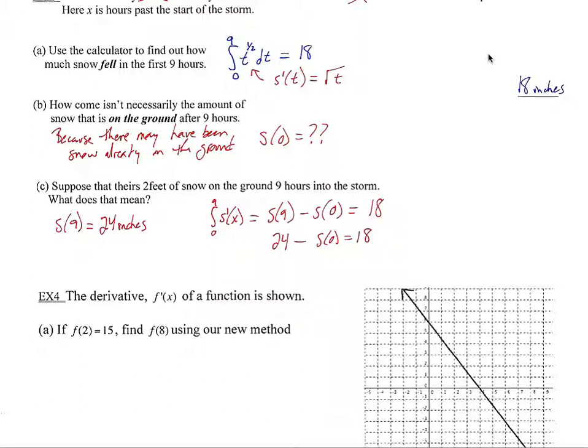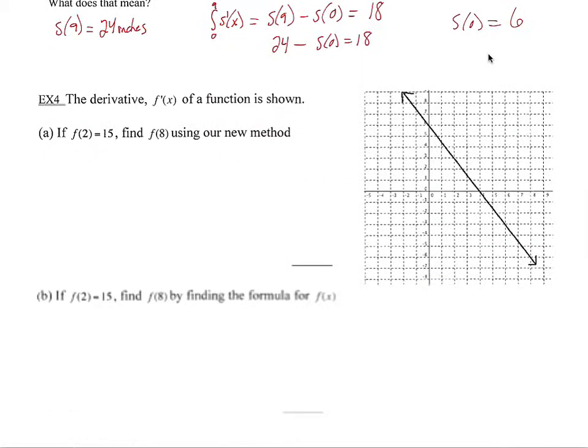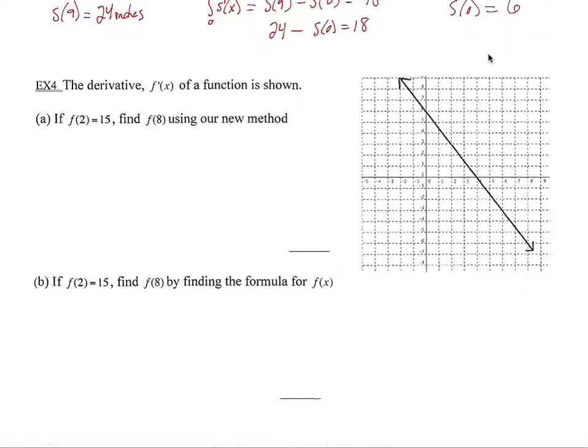So pretty straightforward to see that there must have been 6 inches of snow on the ground when the storm started. All right, example 4, and then we're done with the notes. So example 4, instead of giving you a function, what you've been given is the graph of the function. Well, actually it's not even the graph of the function. What you've been given is the graph of the derivative of the function.